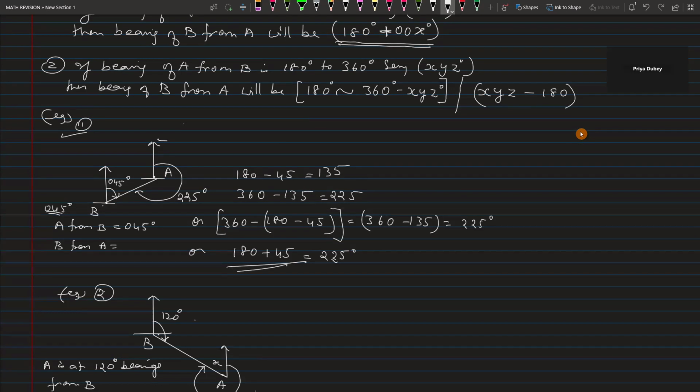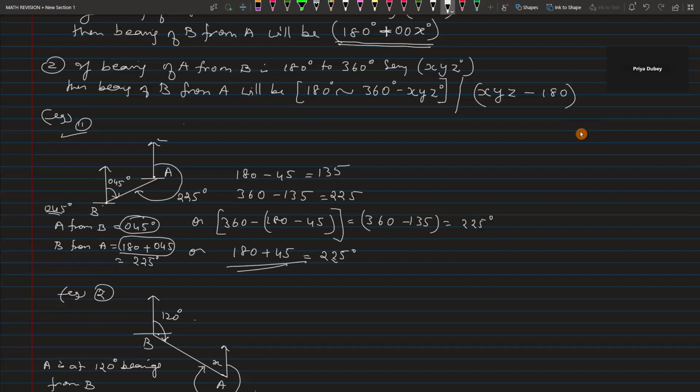So if you want this B from A directly by the shortcut method, what will it be? Now this 045 is between 0 and 180. It doesn't come in the second category, 180 to 360. It comes in the first category, 0 to 180. So if the bearing of A from B is anything between 0 and 180, then I told you that you have to add 180 to that bearing, to get the reverse bearing. So the answer for B from A will be 180 plus 045, which will work out to 225 degree.